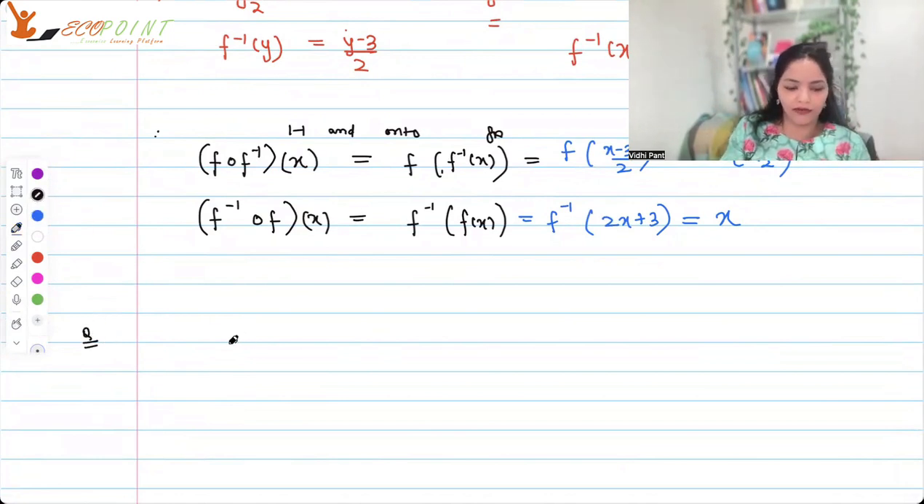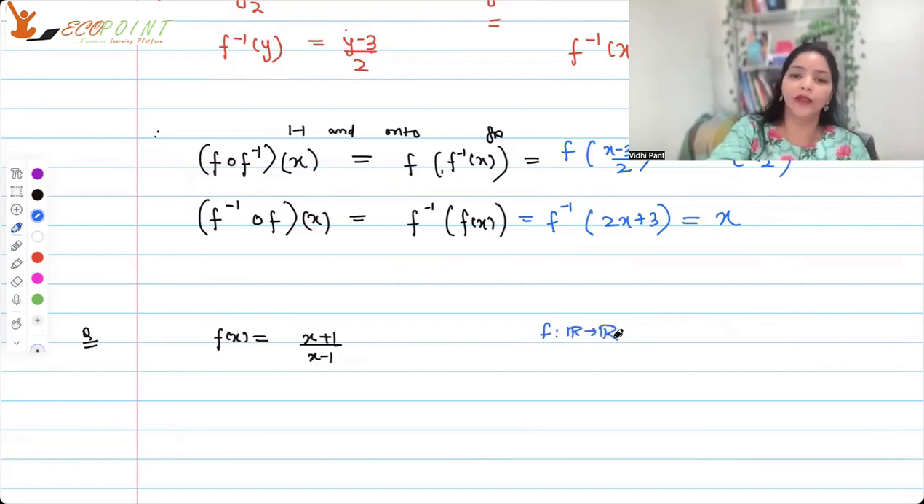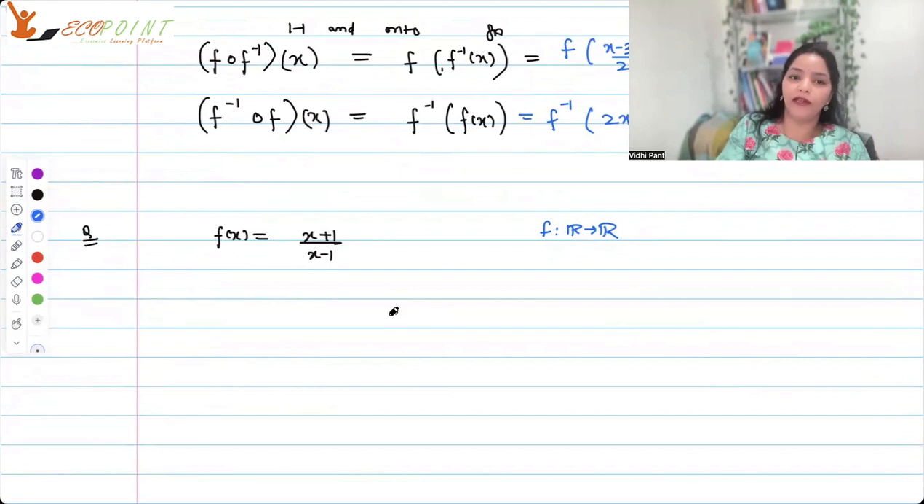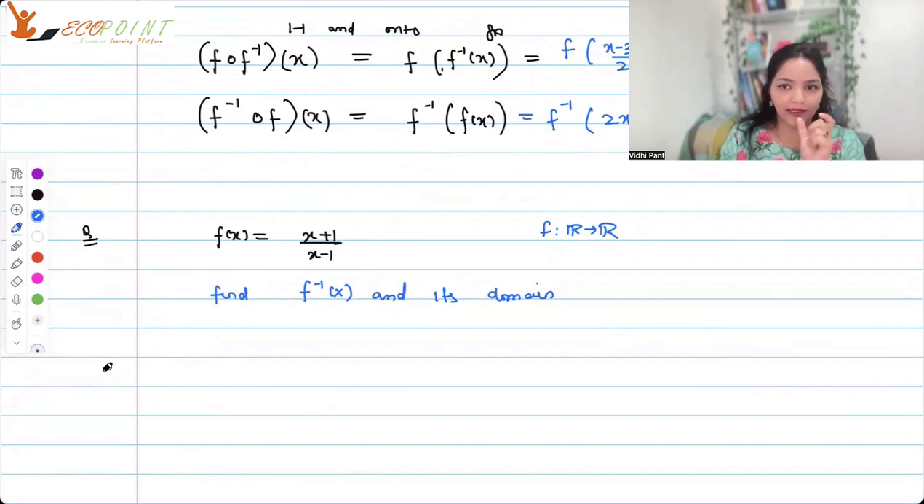So next example. Suppose this time f(x) is (x plus 1) upon (x minus 1). I haven't provided anything to you, so your assumption is that f is from R to R. All right. Now, we want to find f inverse x and its domain. It's very important to understand the concept of domain and range when it comes to inverse function. And you'll understand now. Slowly and steadily, when you do more questions, you will understand that.